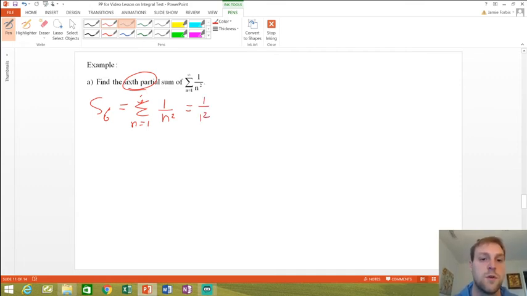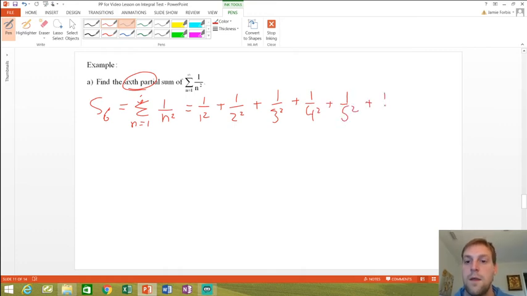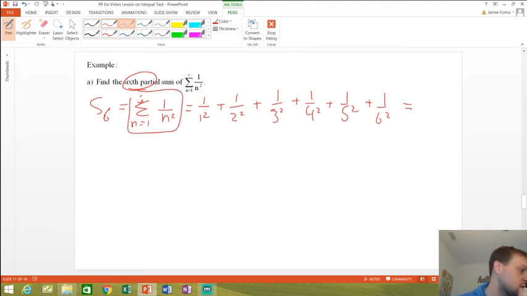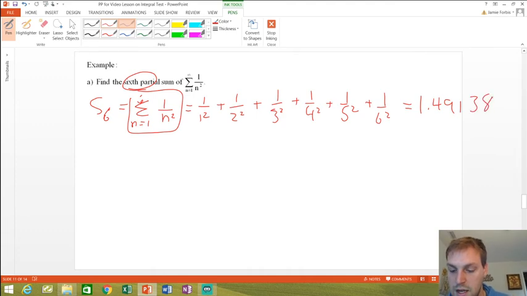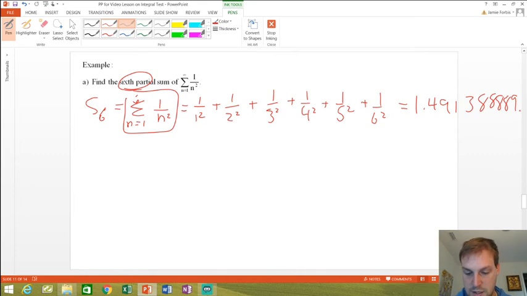1 over 1 squared plus 1 over 2 squared plus 1 over 3 squared plus 1 over 4 squared, and so on. Or you can just type this into your calculator. Either way, it ends up being a big fraction, but as a decimal, it's 1.4913888889. That's what I'm getting for the partial sum.